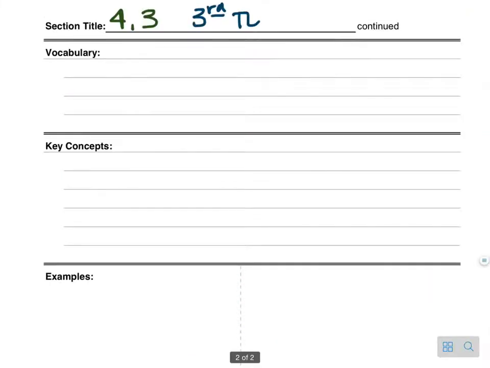So flipping the page over, we're going to title this 4.3 third term factoring. And we don't have any new vocabulary for the back or key concepts. We gave you a lot in the front. So let's go ahead and flip to our first example in the back, which is example number 2 in total.